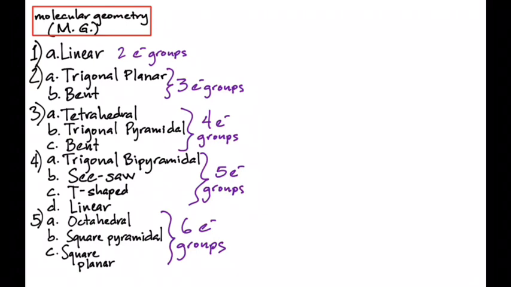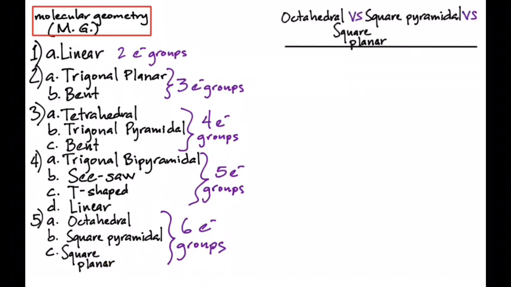And the last one here is for a molecule with 6 electron groups. So if you have a molecule with 6 electron groups, the electron geometry would be octahedral. And an octahedral electron geometry has 3 possible molecular geometries. It's either octahedral, square pyramidal, or square planar. So what's the difference between these 3 molecular geometries?